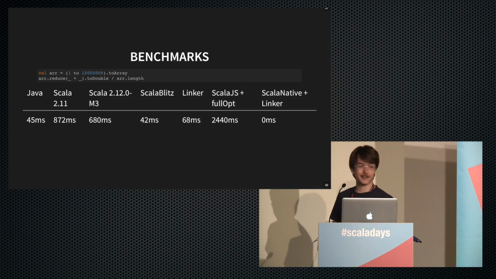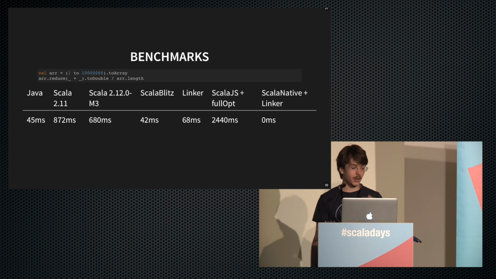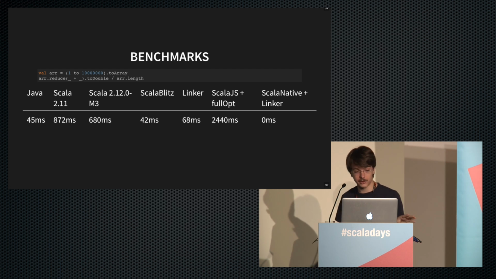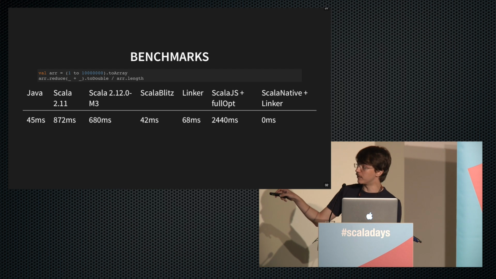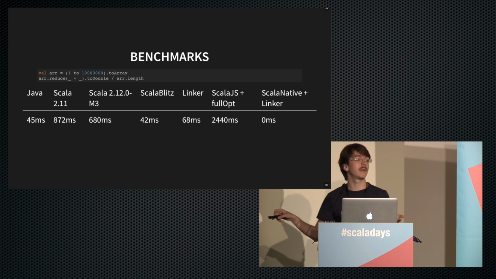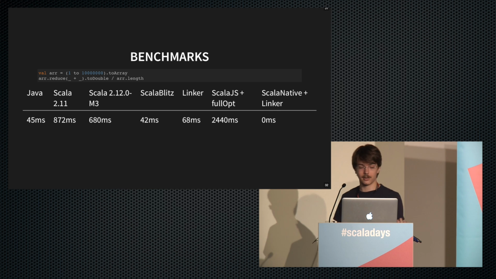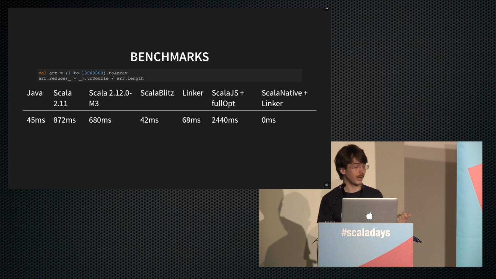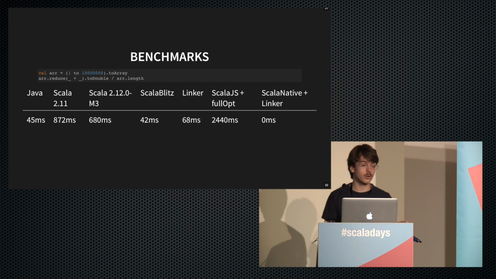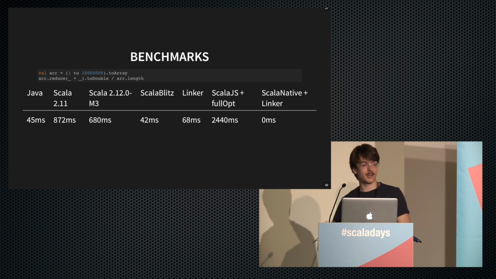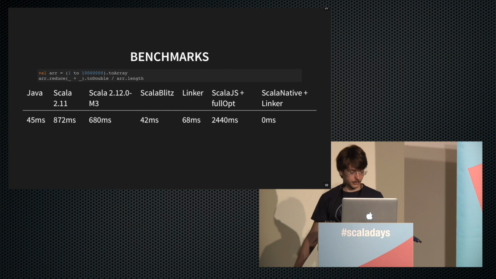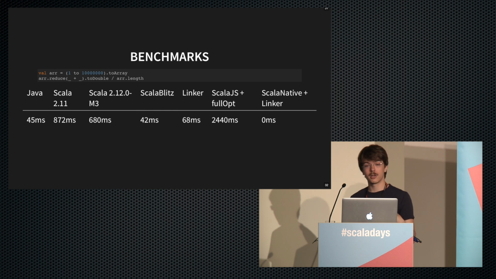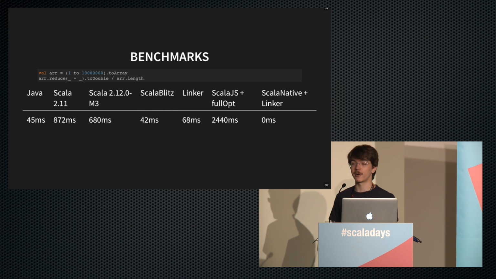And here are the benchmarks that I promised you. It's the same code, which just takes an array of integers and computes the average value over it. If you write it in Java, it takes 45 milliseconds. If you write it in Scala 2.11, it takes 900 milliseconds. Lukas has been doing a really good job in optimizing 2.12. He improved the running time by doing some local optimizations here, and it did improve. The previous project that I used to work on, Scala Blitz, actually outperforms Java here by using some very low-level tricks.